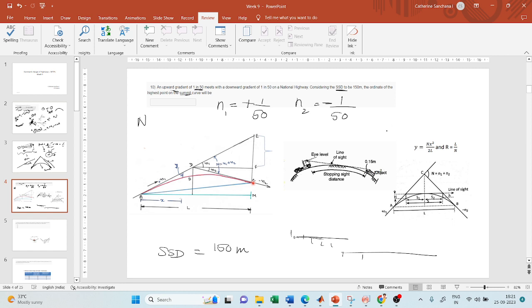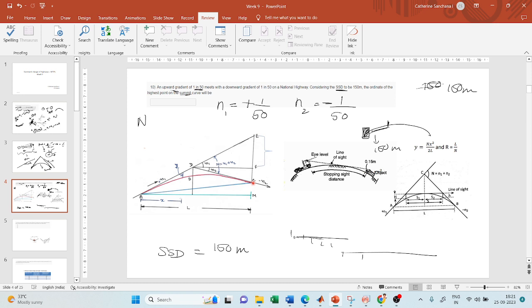But if it is a curve, maybe a horizontal curve or a vertical curve, then you have to ensure that, let us say SSD is 150 meters, for example. When the driver is at this point, some distance will be visible to him, right? And that distance should be a minimum of 150 meters.